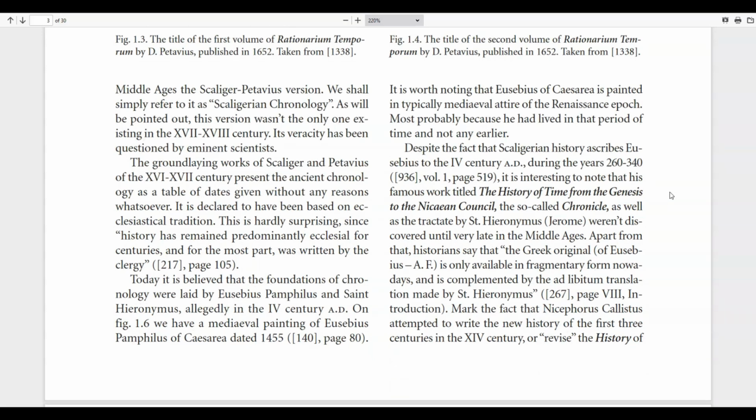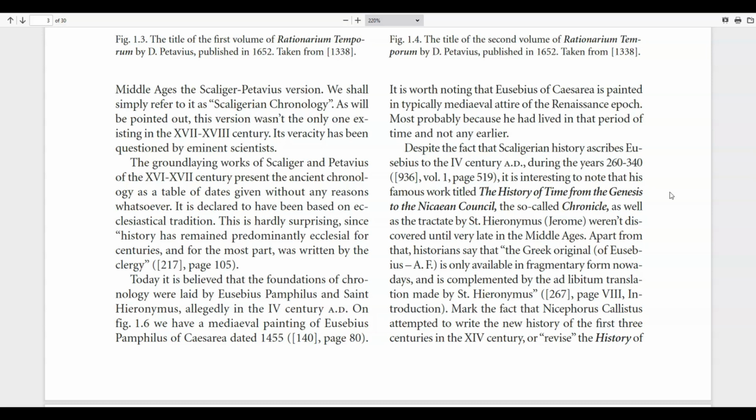The ground-laying works of Scaliger and Petavius of the 16th and 17th century present the ancient chronology as a table of dates given without any reasons whatsoever. It is declared to have been based on ecclesiastical tradition. This is hardly surprising, since history remained predominantly ecclesial for centuries, and for the most part was written by the clergy. So that's just saying it's all to do with the church, basically. So it was all written by church tradition and the way they wanted the story told.